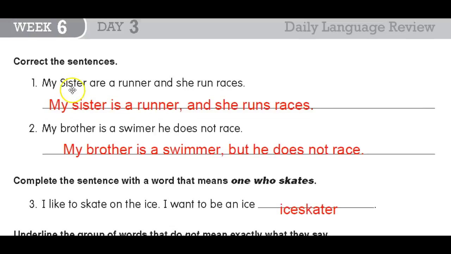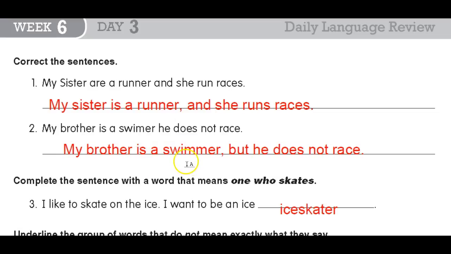My sister, now you're not giving your sister an actual name, so it's not a proper noun, so it should be lowercase s. My sister are, so with the singular subject, we always use is. My sister is a runner, and she runs races. So comma and. Because remember, my sister is a runner, it could be a sentence by itself. She runs races could be a sentence by itself. So we have to combine them with a comma and an and.